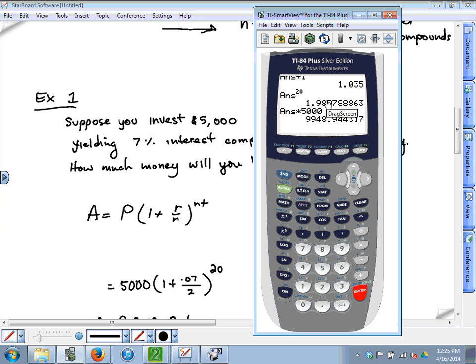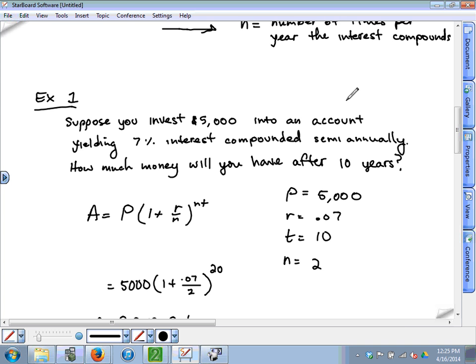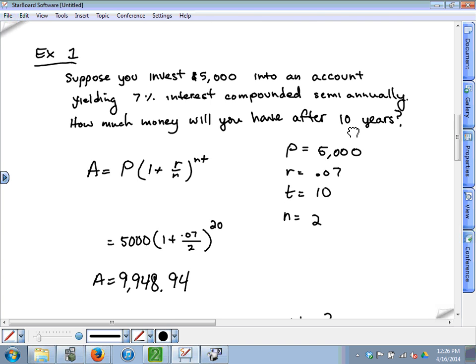That is insane. Wait. This is the future amount. So $5,000 became $9,948. Basically, over 10 years, you earned $4,000. That's why it's so wise to make good investments, because you basically get money for not doing anything. But then what does interest become after that, if you left it in there for longer? Yeah. So the answer is $9,948.94. All right.